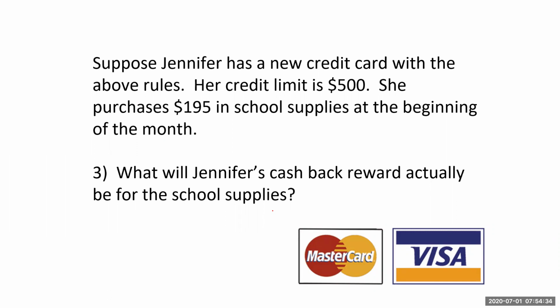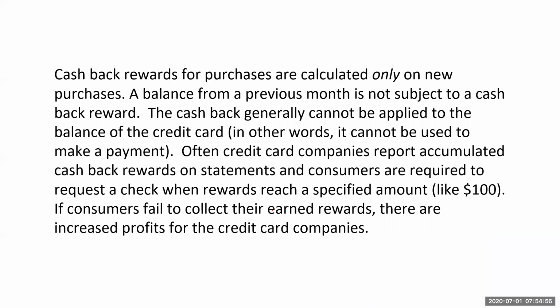Now, suppose Jennifer has a new credit card with the above rules, which you have looked at. Her credit limit is 500. Now, what would Jennifer's cashback rewards actually be for the school supplies? And you remember on the agreement you saw rewards, and that is how much she will get out of cashback rewards, just 0.49 cents, less than $1. Okay. So this is for cashback rewards. Purchases are calculated only on new purchases; a balance from a previous month is not subject to a cashback reward. So that is the policy on cashback.